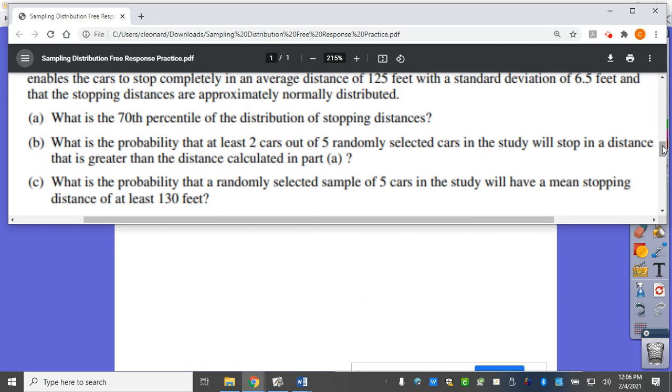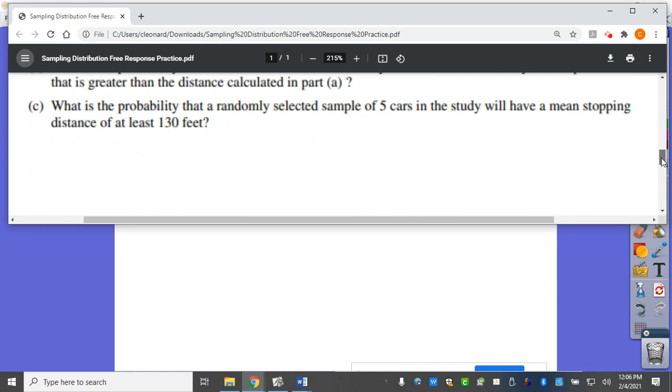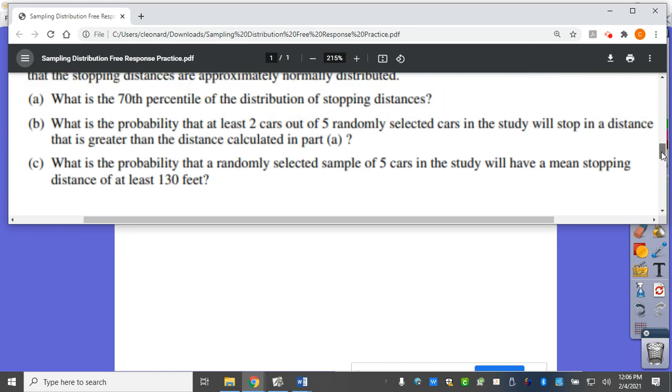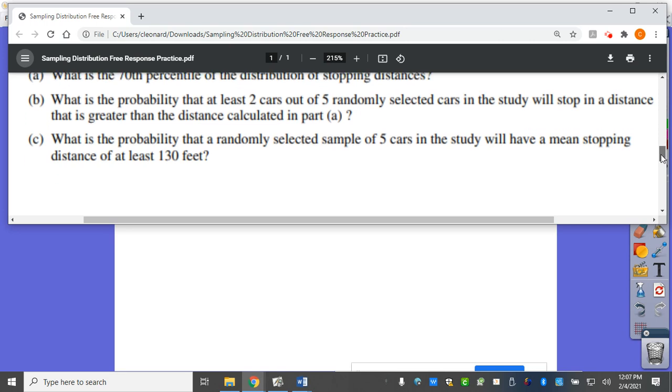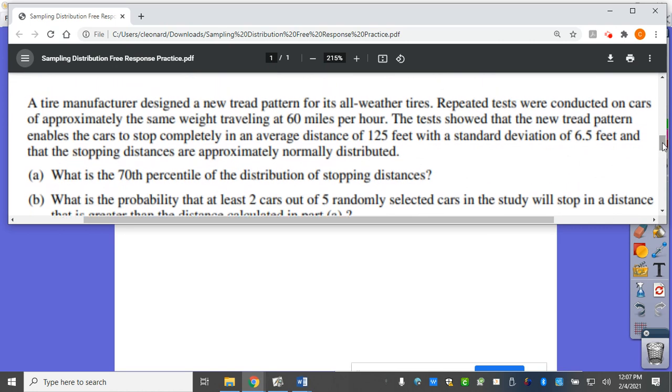I'm actually going to come back to C. No, maybe not. So then what does it actually want you to do in part C? What is the probability that a randomly selected sample of 5 cars in the study will have a mean stopping distance of at least 130 feet? What does it want you to do there? So this is the chapter 4-step process. And so on the AP exam, that's 3 completely different things mixed together into one problem. So I'm more concerned with you seeing that things are going to be mixed together. Oh, and this is another that threw people off a lot.